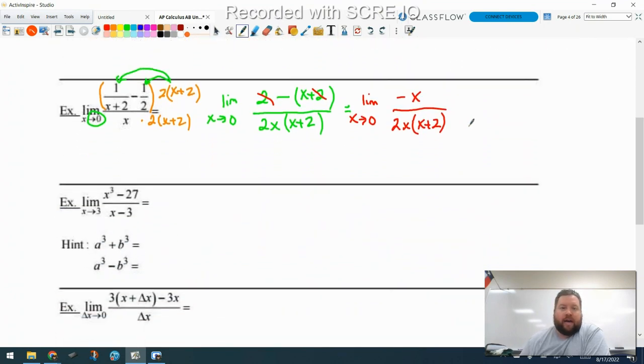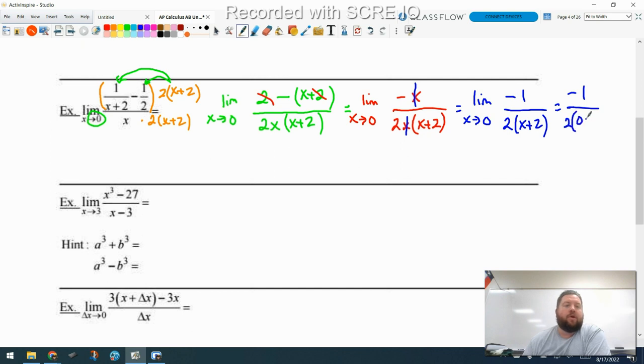All right, we have one more algebra step here. We have an x on top, we have an x on bottom. That x and that x can cancel. And so we get the limit as x approaches 0 of negative 1 divided by 2 times x plus 2. Now we can plug our 0 in, negative 1 over 2 times 0 plus 2. So that's 2 times 2, which is 4. So my limit is equal to negative 1/4.